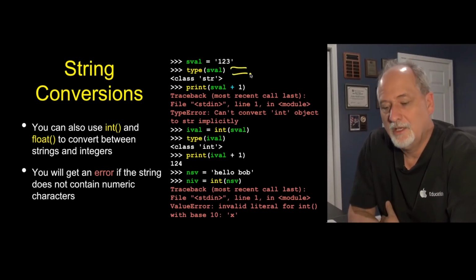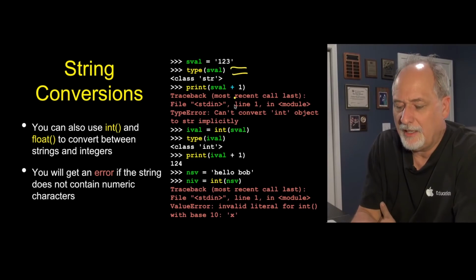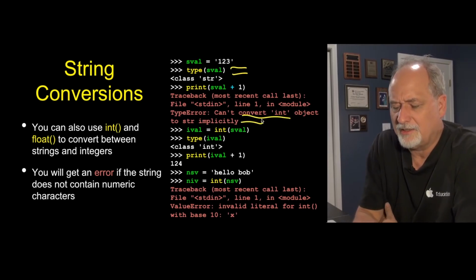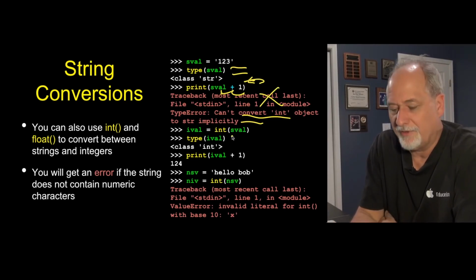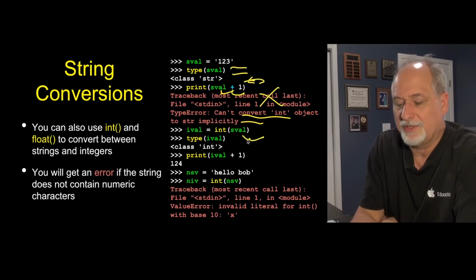It's a string. We say, let's add 1 to it. And it says can't convert into string, so that blows up, right? Because this is a string. It looks to both sides. String plus an integer, not good, okay? But we can convert this. We can call the int function, which is like the float function, and pass a string in. So it says, hey, take this and turn it into an integer.